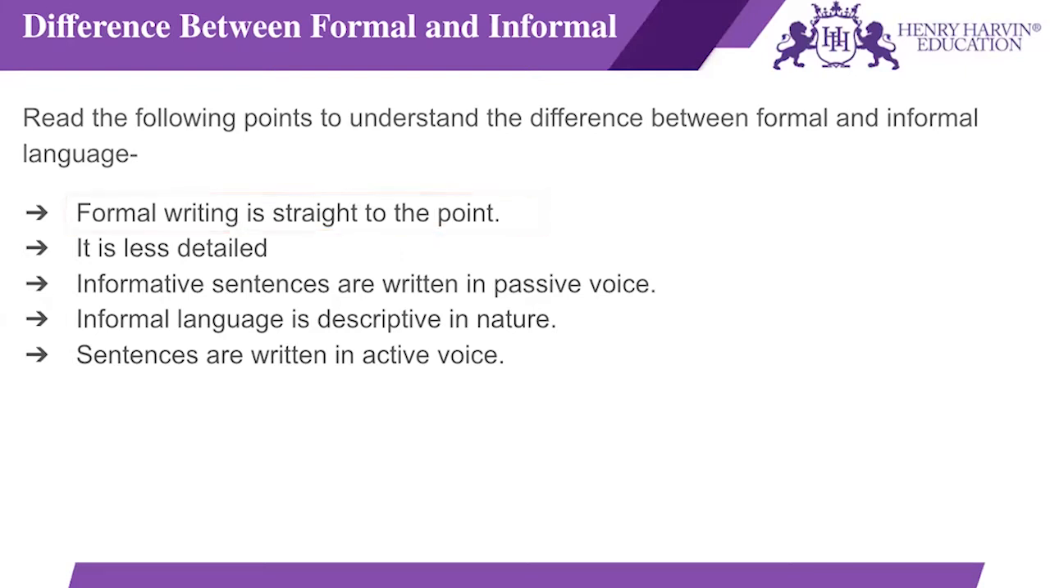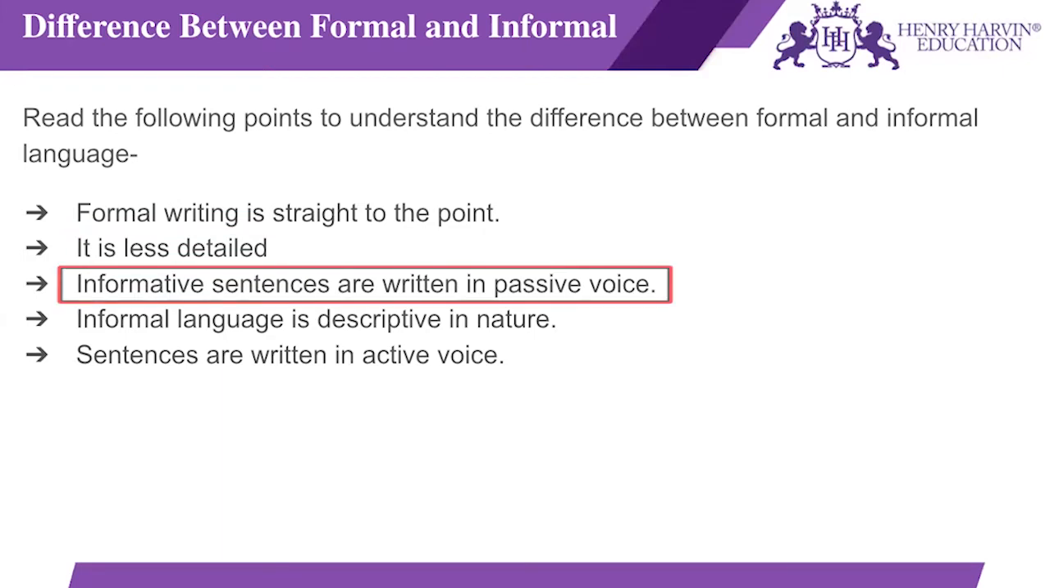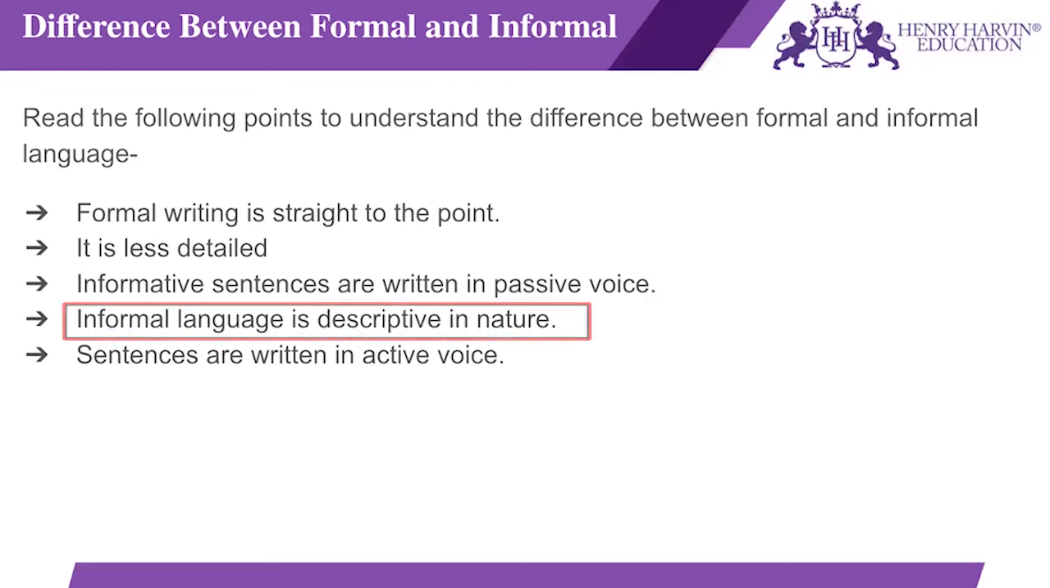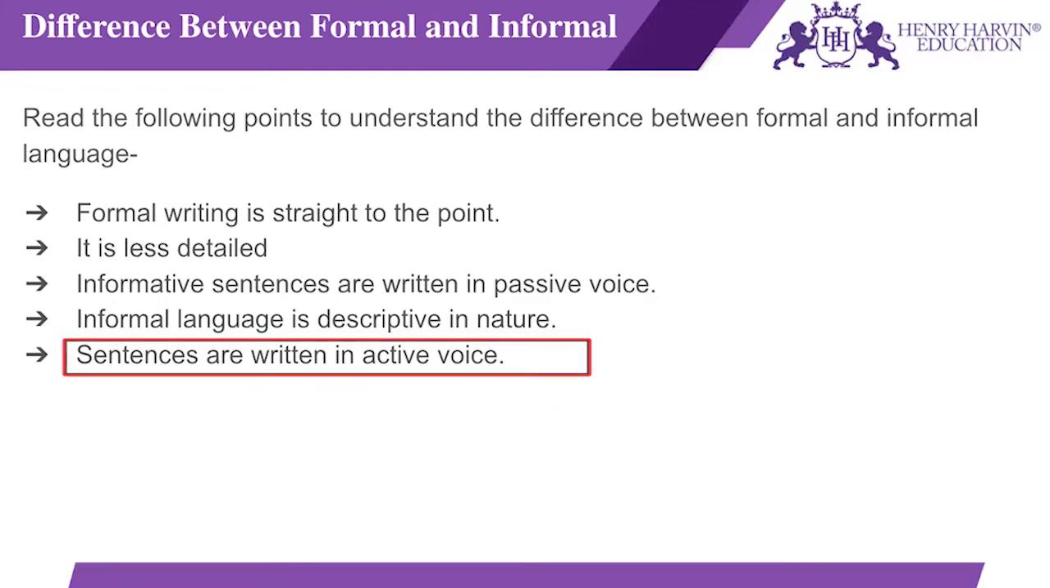Formal writing is straight and to the point. You do not have to overload it with language. It is less detailed. Informative sentences are written in passive voice. Usually, you must have heard to be using the active voice. But when information has to be provided, that is where detailing is required and passive voice is used. Informal language is descriptive in nature, wherein automatically you are beginning and ending in a descriptive tone. Sentences are written in active voice.